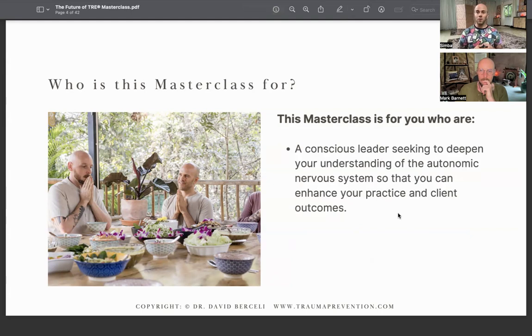This masterclass is also for what we call here at Living with the Spirit a conscious leader. And a conscious leader is essentially anyone that's leading someone in their community, right? You might be a boss at your work. It might be that you're a parent in your family that leads something forward. You might be leading a community.